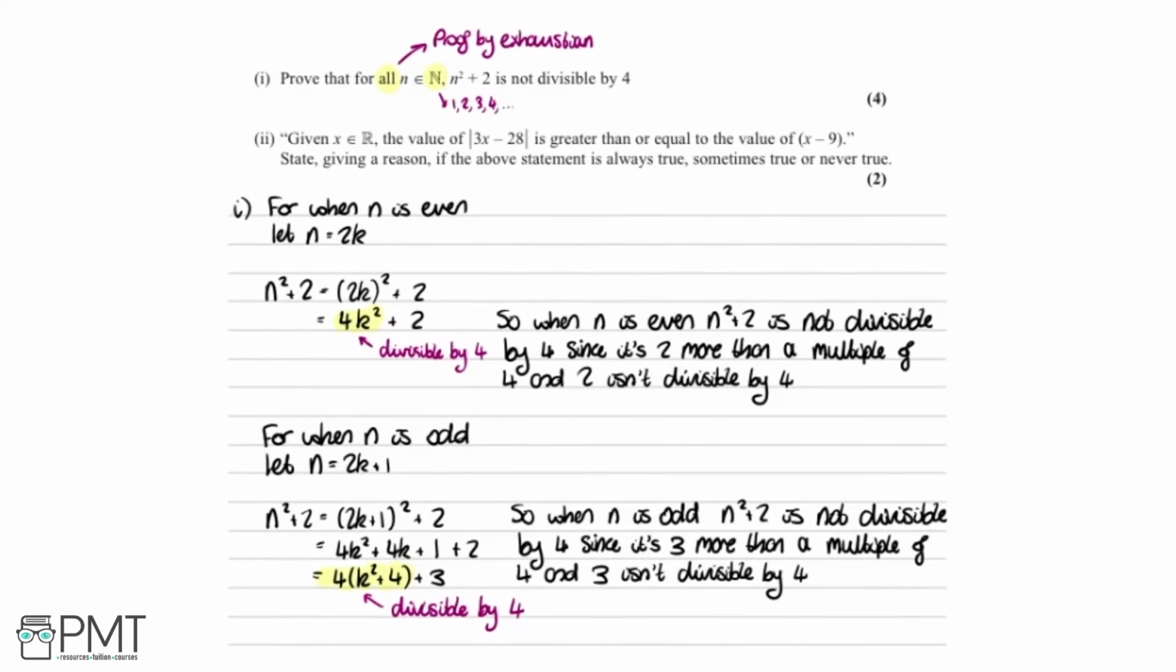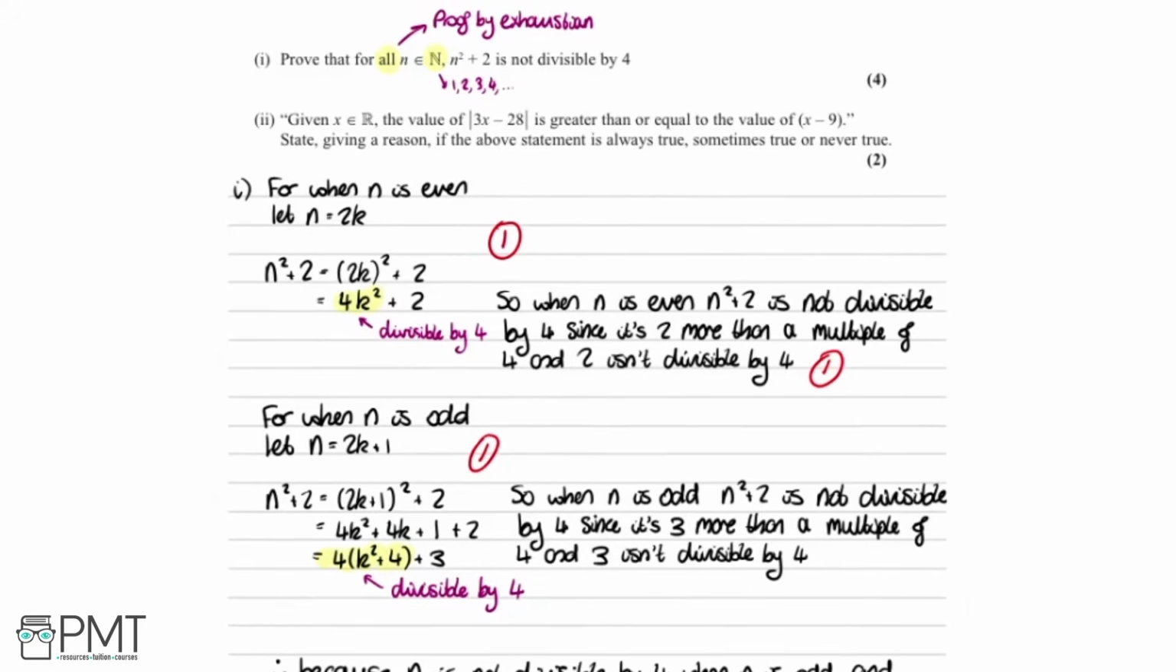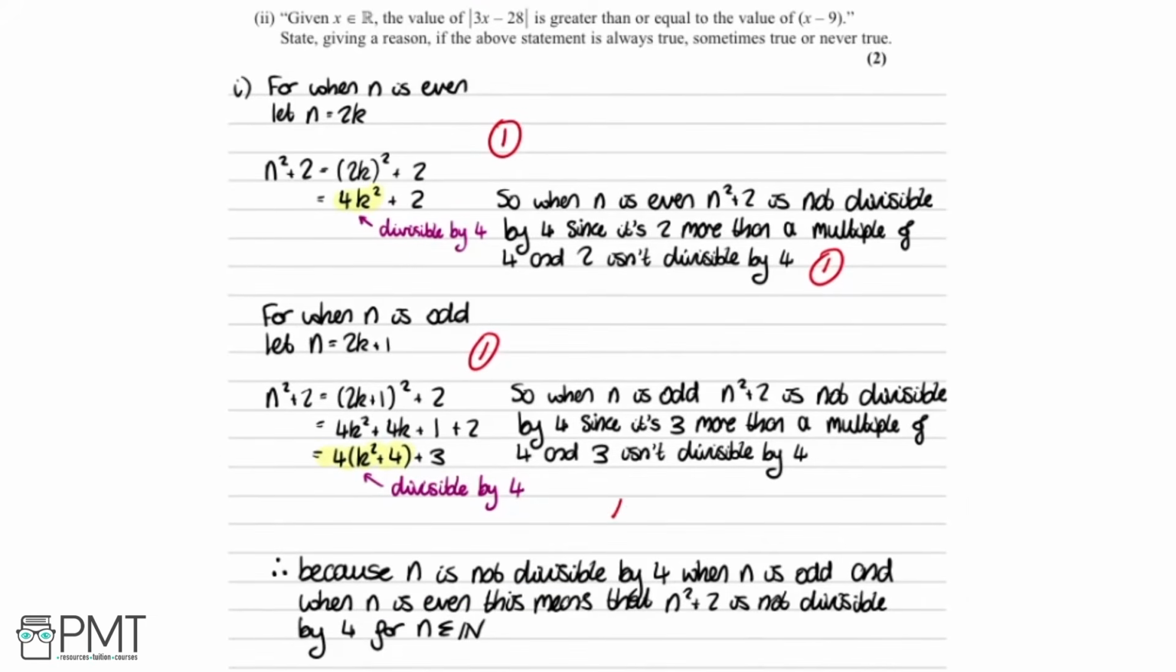Looking to see where we get the 4 marks, we get 1 mark for this step here, testing for when n is even, and we get another mark for our explanation here. Then we get another mark for testing when it's odd. And then we get the final mark for our conclusion, both here and also our general conclusion, saying that this means that n squared plus 2 is not divisible by 4 for any n which is a natural number.